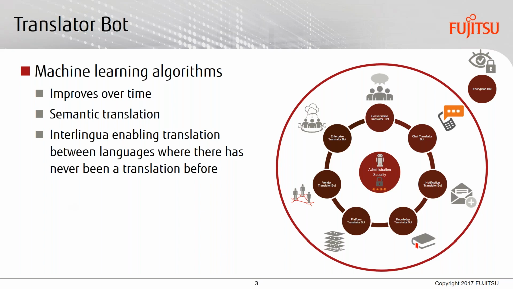So if we then look at what the translator bot is, it currently has 7 modules with an additional 8th encryption filter on top of it. We have the conversation translation bot, the chat translation bot, the notification translation bot, and the knowledge translator bot. The platform translator bot can also be used to, for example, translate portals and so on. We have the vendor translation bot and the enterprise translator bot. And then as an additional feature to all of these, we also have a bot called the encryption bot. What we will talk about today, first, is the encryption bot in the top right corner, which is an additional security filter that you can put on all these modules.